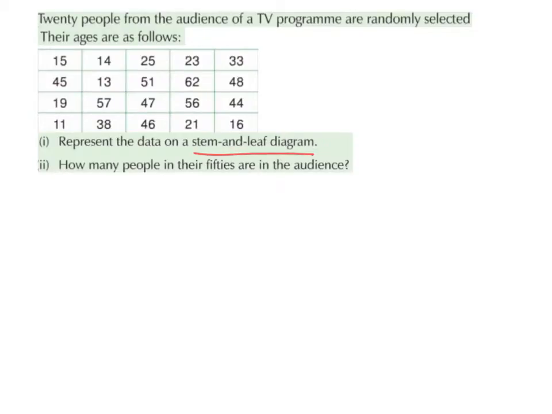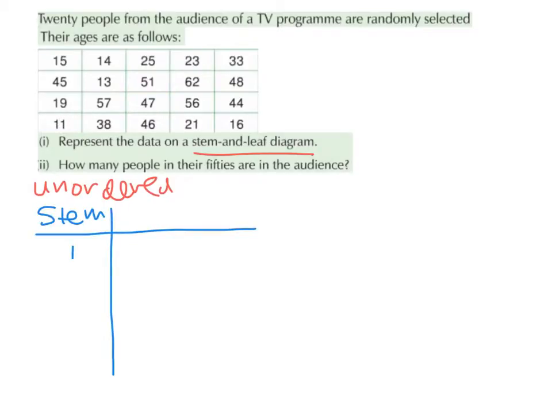Stem and leaf diagrams must always be ordered from smallest to largest. But to start this off, I'm going to draw out an unordered stem and leaf. So I'm going to start off by having a look and seeing what's the lowest number on my list. And the lowest number on my list is 11. So I know my stem is going to start at 1. Next I have a look and I see what's the highest number on my list. And the highest number on my list is 62. So my stem needs to go up as far as 6.